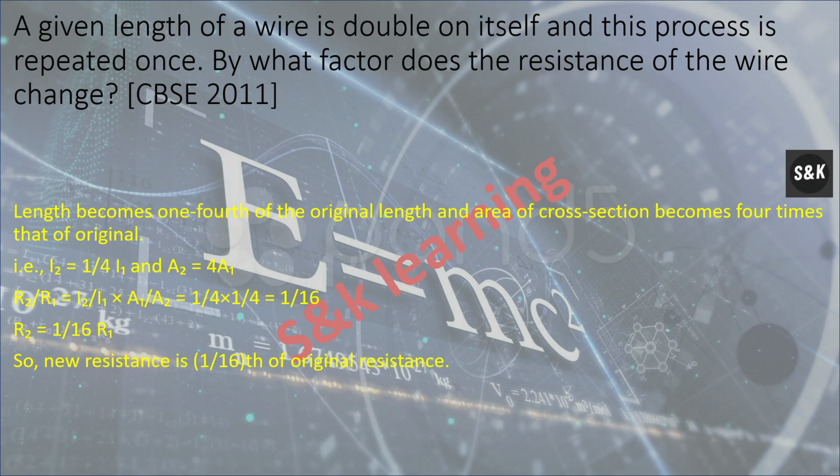So R2 upon R1 equals L2 upon L1 into A1 upon A2. On putting the values we get 1 upon 16. So resistance of the second is 1 upon 16 of resistance 1.